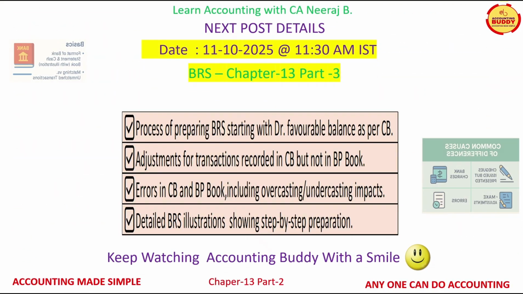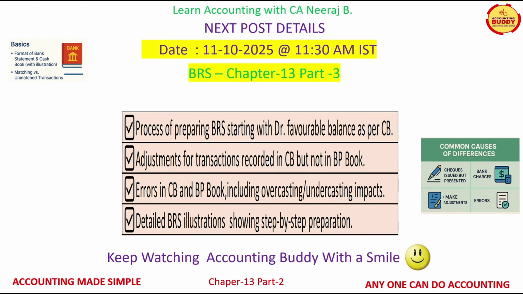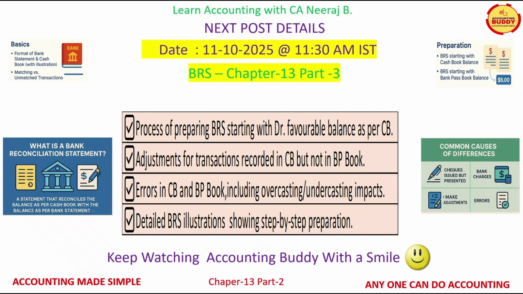Next week on 11th October, in part 3 of our series on BRS, we will first understand the process of preparing BRS, starting with a debit favorable balance as per cash book. We will then look at how to adjust the transactions that appear in the cash book but not in the bank passbook and vice versa. Next, we will focus on the treatment of errors whether in cash book or in bank passbook, including the effect of overstating and understating, followed by the real life illustrations.